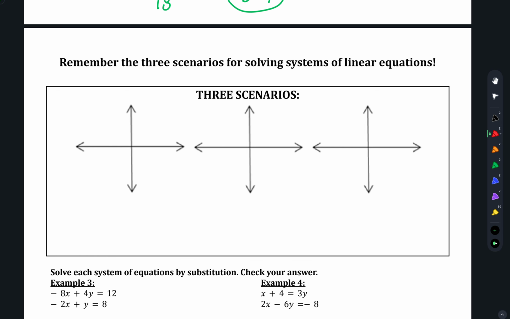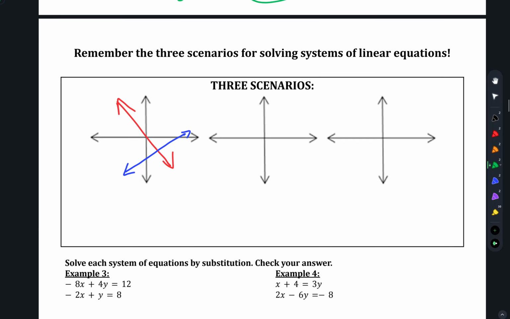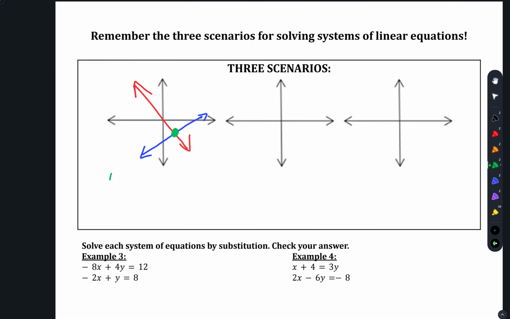So remember how we did this on the graphs 2 days ago. When we were graphing, there was when I had one solution, which is where my graphs crossed one time. Okay, that was all the stuff we did on these boards. We call that one solution right at the intersection. And our answer is like a coordinate, like x, y.